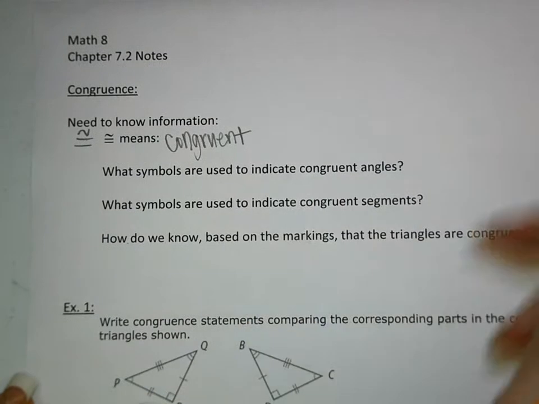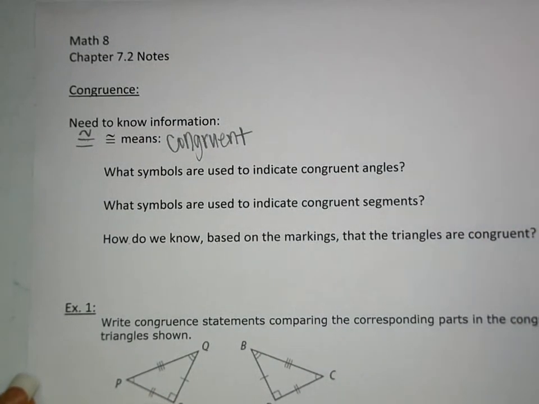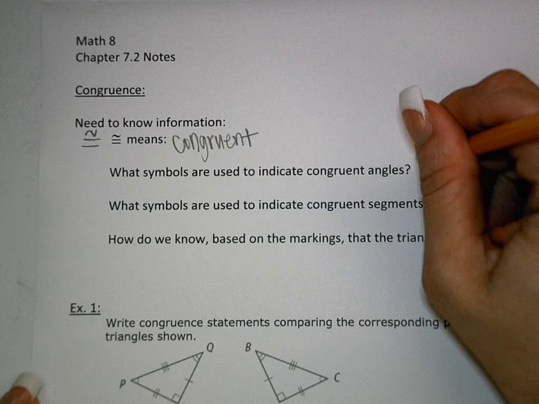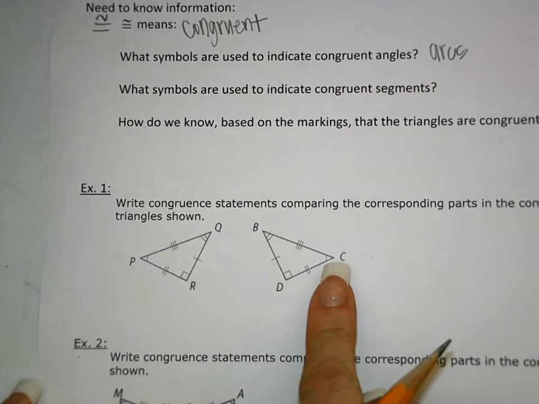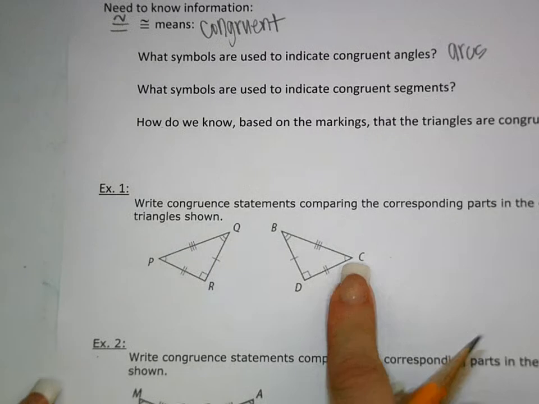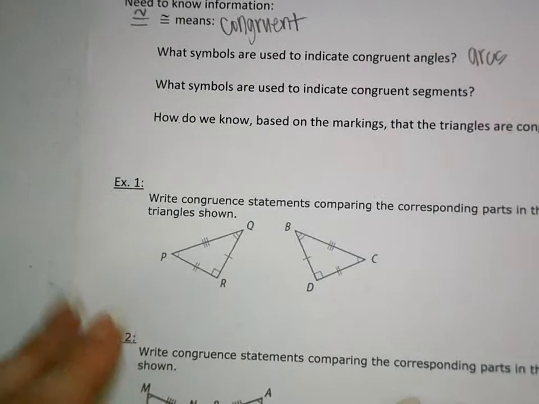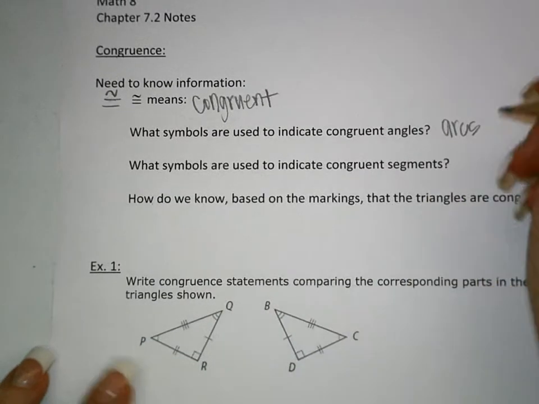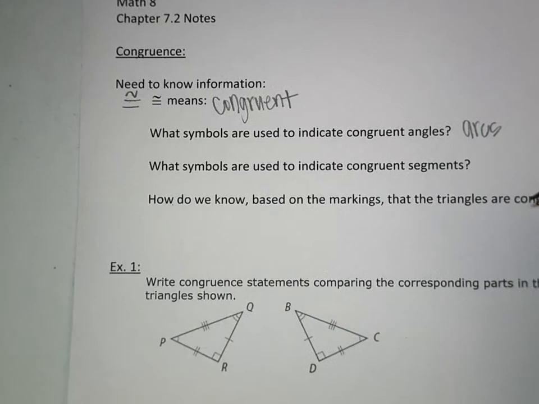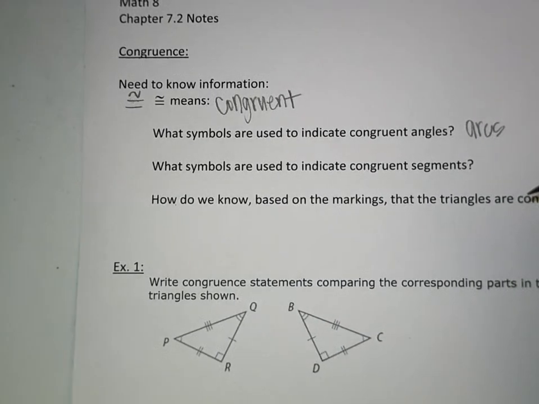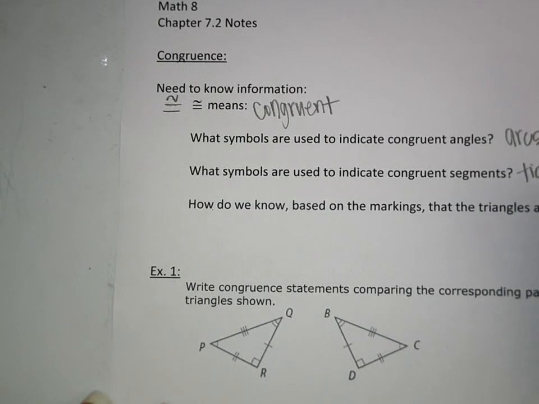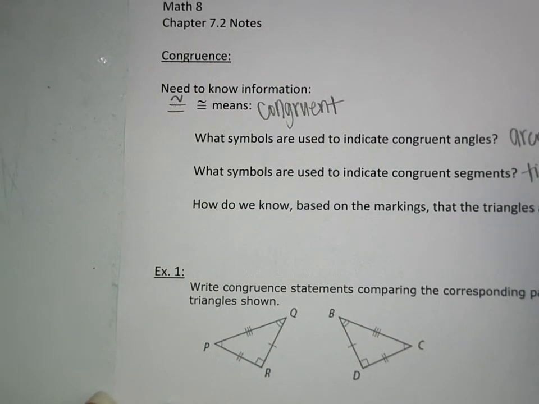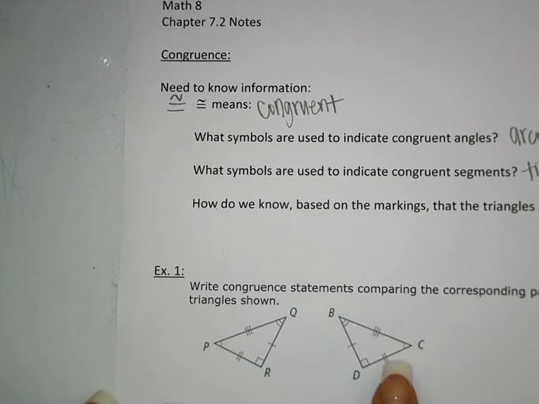What symbols are used to indicate congruent angles? Congruent angles are indicated by things called arcs, and if you look down here, they look like this, like little angle marks. And what symbols are used to indicate congruent segments? Congruent segments are indicated by something called tick marks. These are called tick marks, and they're basically just lines. I'll show you which ones you use when.